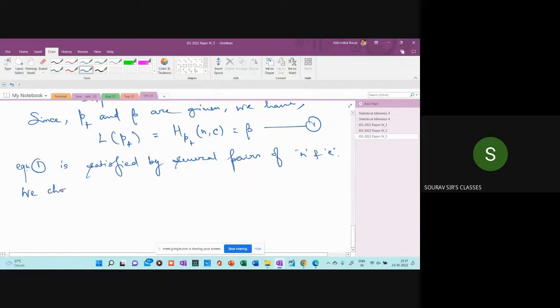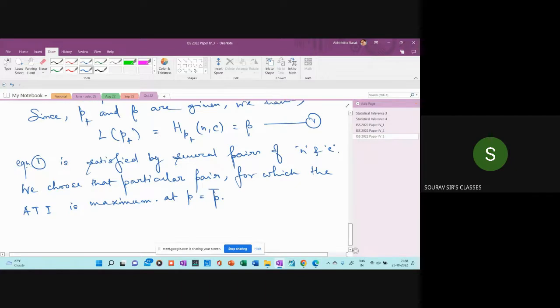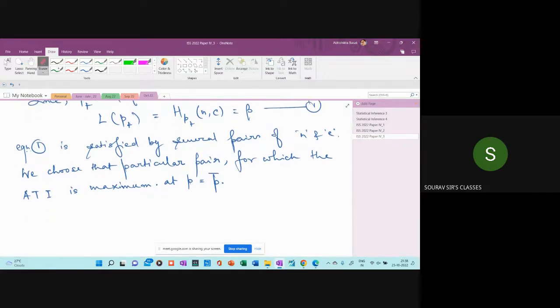So we choose that particular pair for which the ATI is maximum at P equals P bar. Okay, so basically what is my ATI right now?